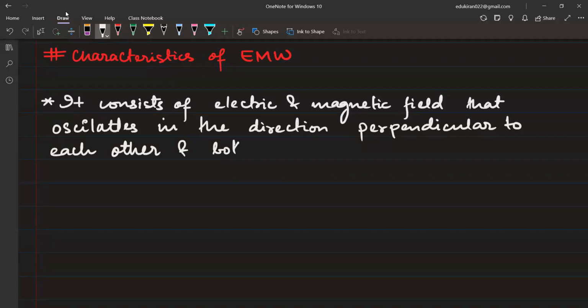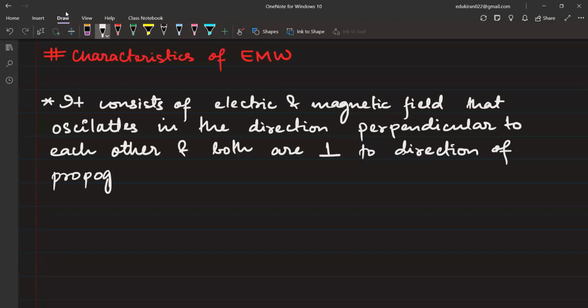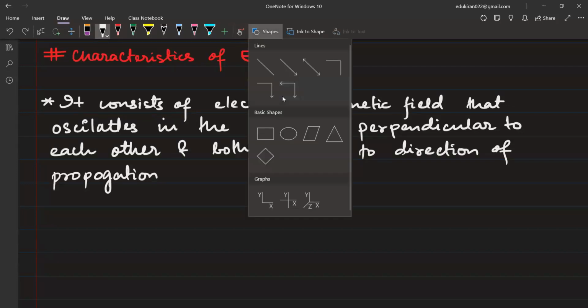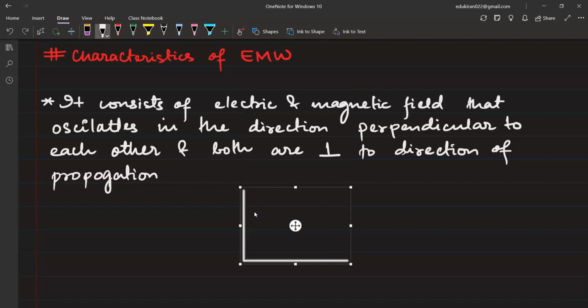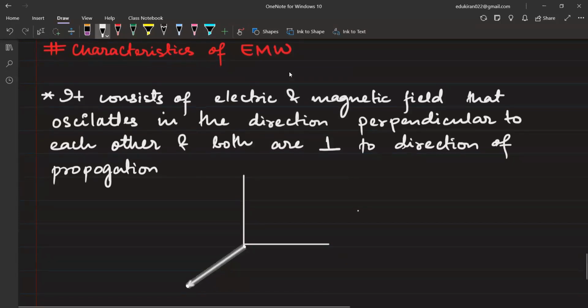And both are perpendicular. I hope you remember this sign, perpendicular to direction of propagation. Okay, so let us suppose we have three axes, X, Y, and Z.